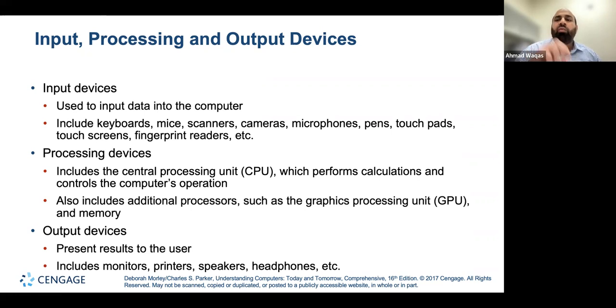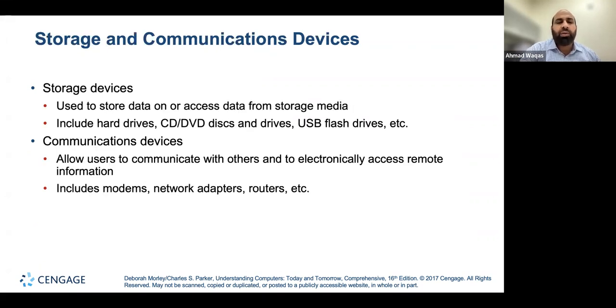We'll have a very detailed discussion on the processing devices in the next lecture. So it also includes the processors, additional processors like the GPUs, graphical processing units, and memory that we call RAM and ROM, right? Output devices that present results to the user. That includes monitor, printer, speaker, headphone, and etc.